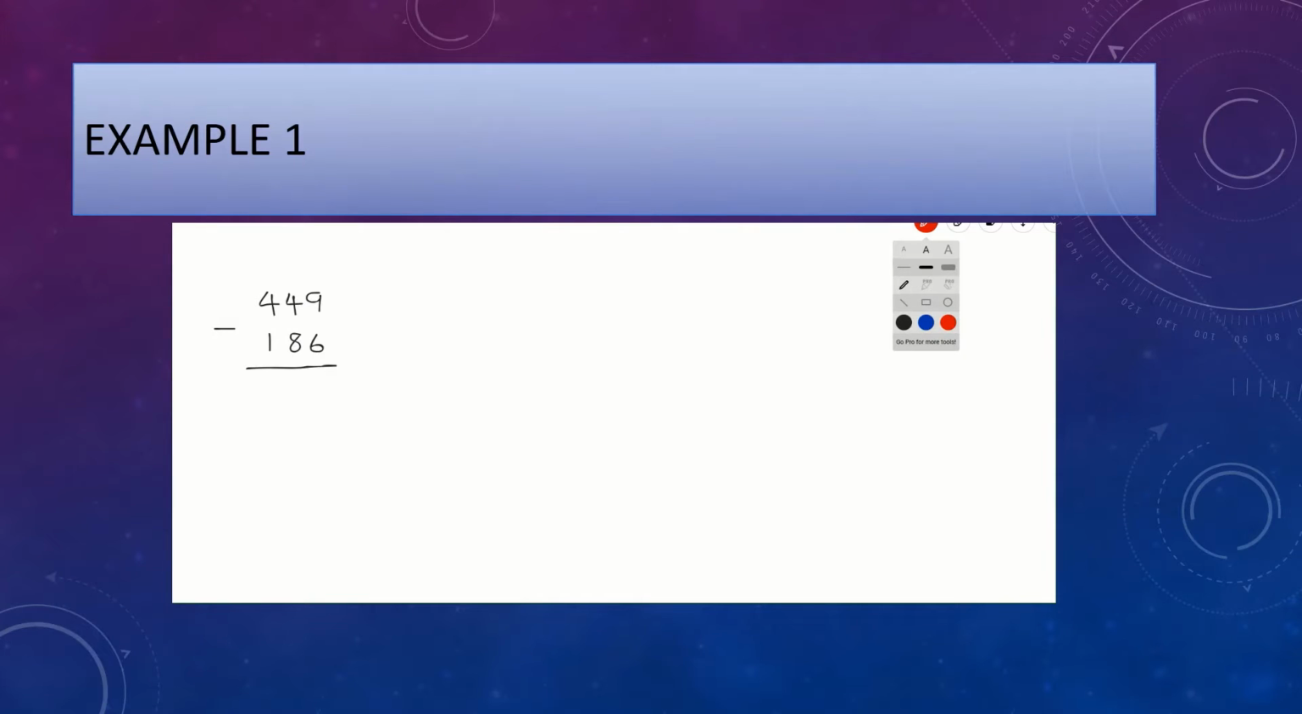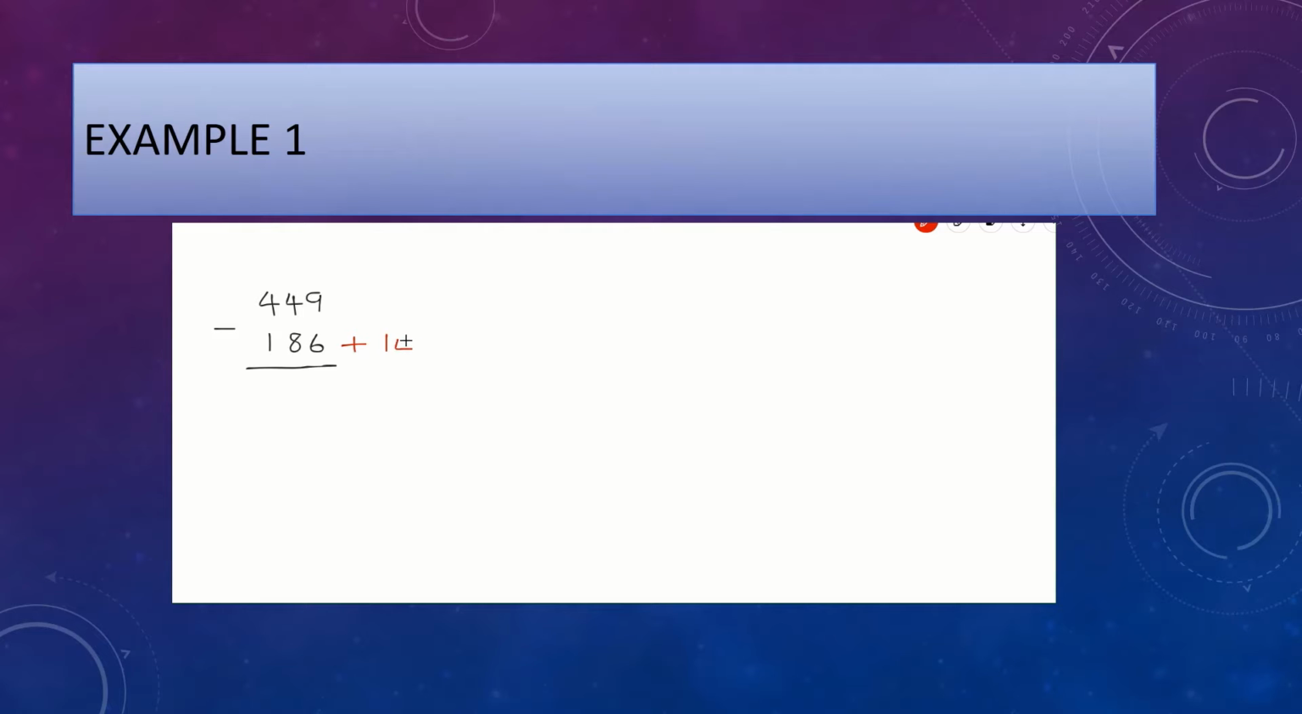Let's take a look at example 1. 449 minus 186. Let's make one or both numbers multiples of 100. So which number is closer to a nicer number? In this case, 186 seems the easy choice because it's easy to make this 186 a 200 rather than making this 449 a 500. So to make this 186 a 200, we need to add 14.